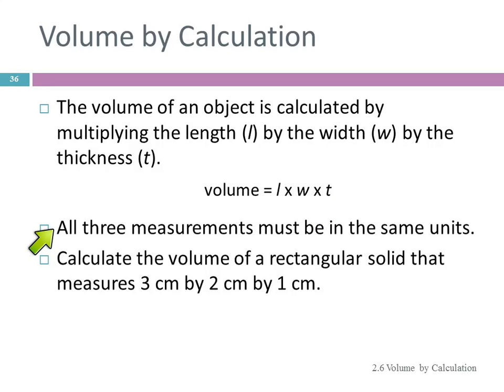When we calculate a volume like this, the measurements need to be in the same unit. So if we're calculating the volume of a rectangular solid that's 3 centimeters by 2 centimeters by 1 centimeter, it really doesn't matter which one's the length, the width, or the thickness, because they're going to be multiplied. You just need to make sure you have 3 different dimensions. So that's going to be 3 centimeters times 2 centimeters times 1 centimeter.